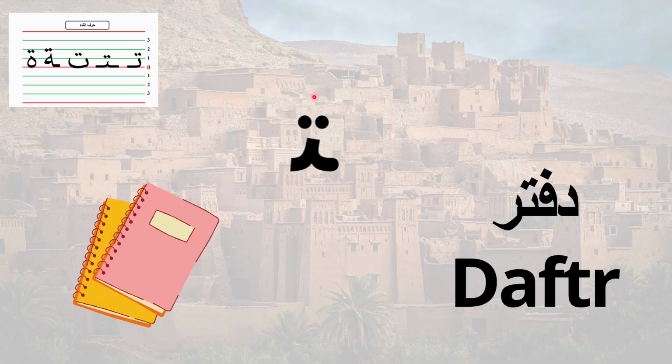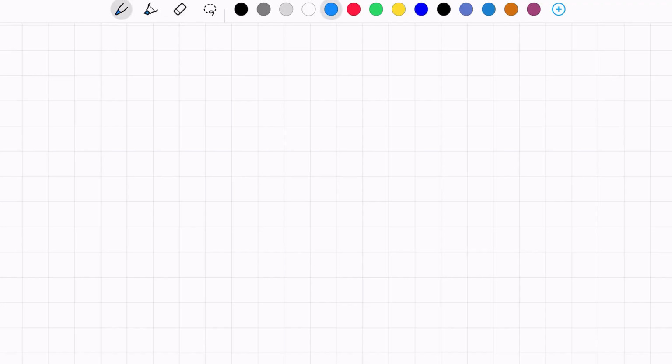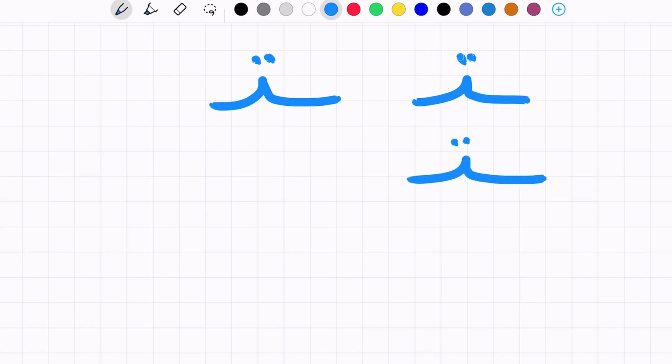And here we have the letter in the middle. It is connected to the previous and the following letter. This is how we would write it. Let's practice. And this is how we would write the letter if it's in the middle and it is connected to the previous and the following letter. Just like this. Like this with the two dots. Just a lot of practice. That's all it needs. Good job.